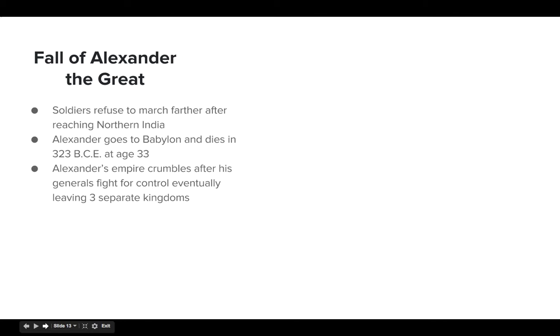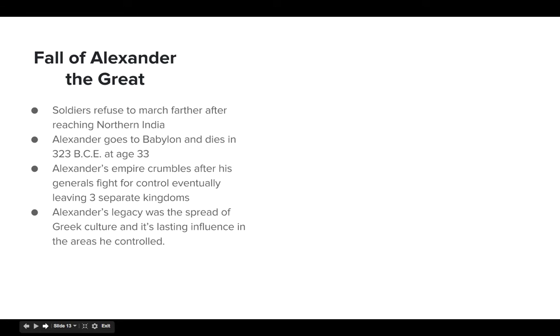So after Alexander's death, really the empire begins to fragment and crumble. His generals begin to fight over control of these territories, and where it's left is with three separate kingdoms. The first kingdom being the Greek and Macedonian kingdom, the second being the Egyptian kingdom, and the third being the Middle Eastern kingdom, which once was the Great Persian Empire. So we see how these things come to an end, and we're talking about how Alexander the Great ultimately met his demise, I suppose, at an early age.